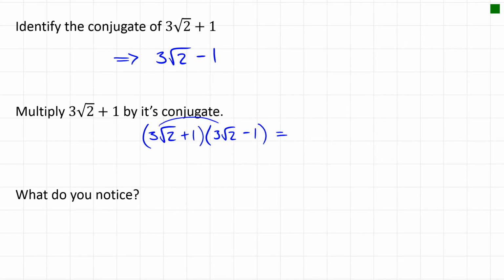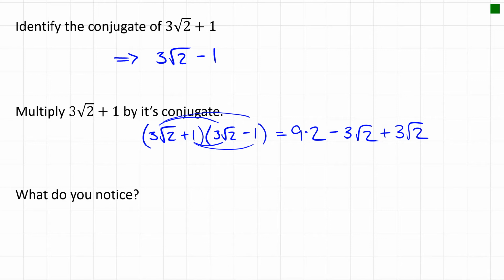So 3 root 2 times 3 root 2 is 9 times 2. And 3 root 2 times negative 1 would be negative 3 root 2. 1 times 3 root 2 is plus 3 root 2.